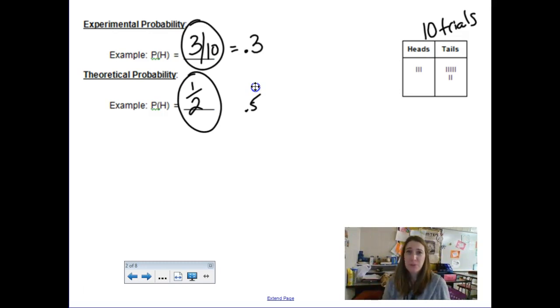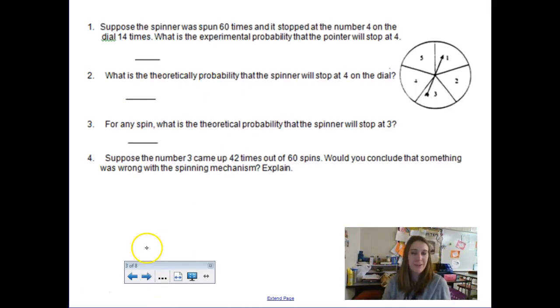Maybe you only flipped the coin 10 times. It's not like you had a ton of trials. I have a feeling if you flipped that same coin 10,000 times, you would get numbers that acted more like theoretical probability. So that's my claim.